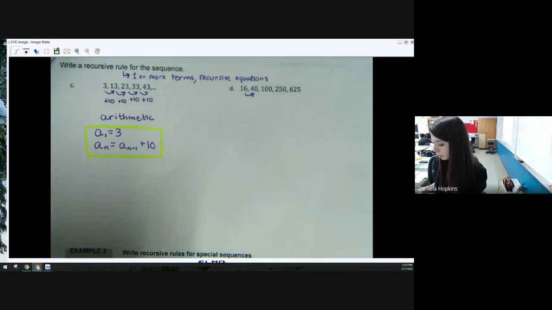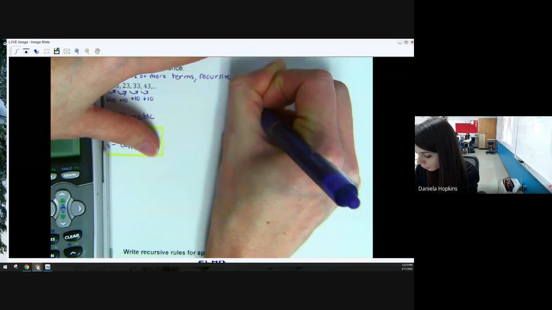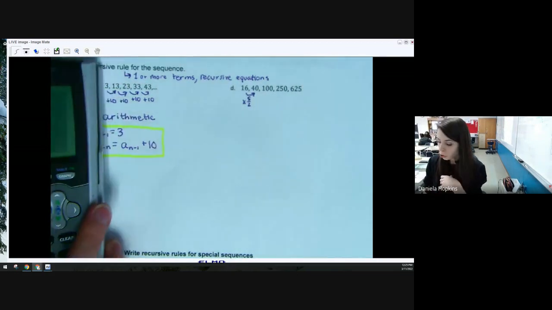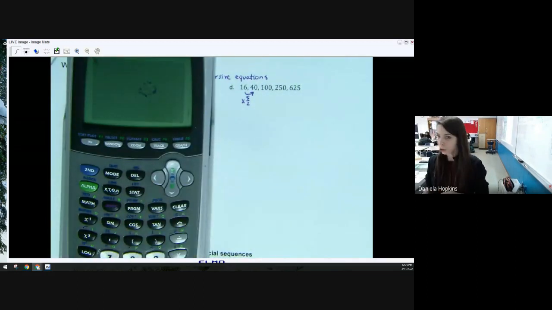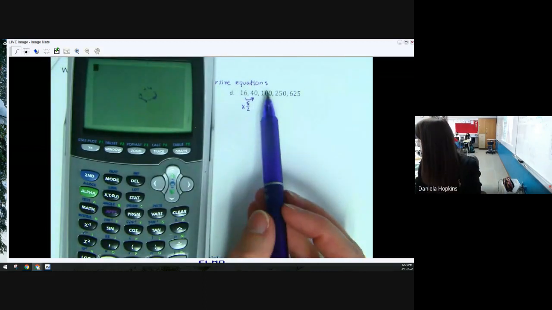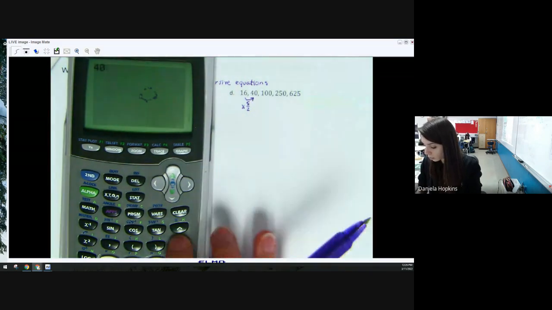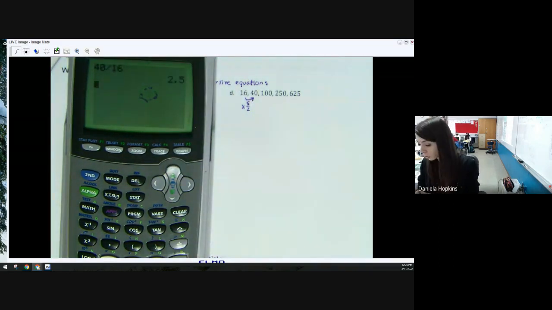I heard it. 2.5. Yeah, what are you doing with that 2.5? Multiplying. So this is times, and I'm going to put it as a fraction, 5 over 2. If you couldn't have recognized that easily, which I didn't, honestly, yeah, that's 2.5. What you would just do is take one term divided by the term before it, because that's a common ratio, and you get 2.5.